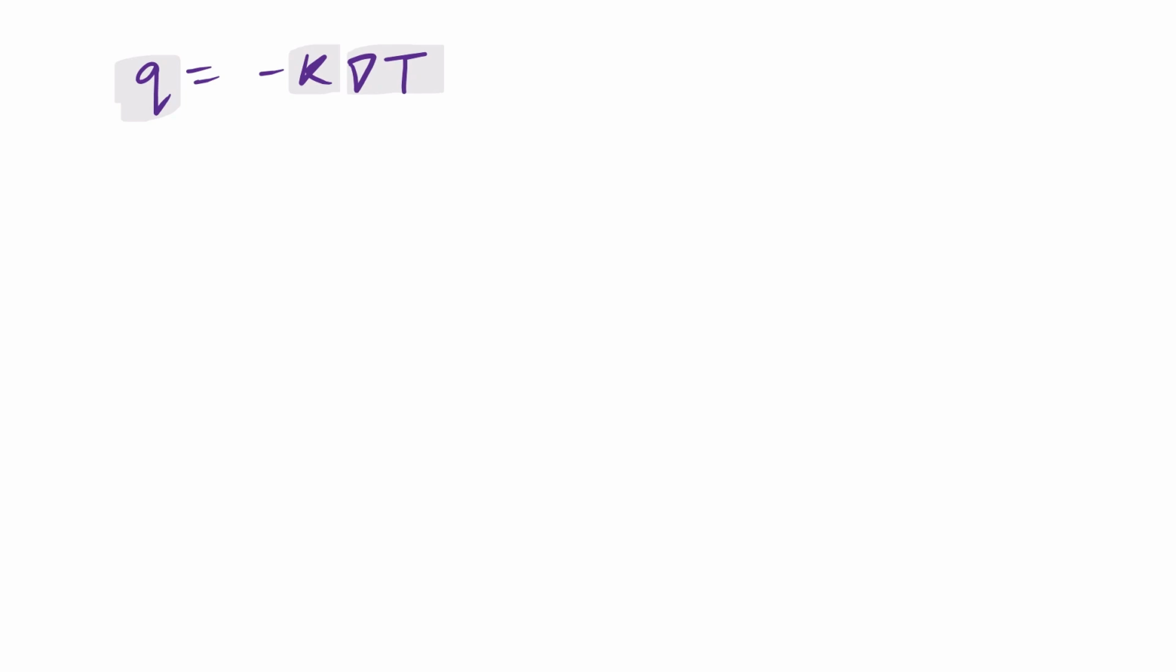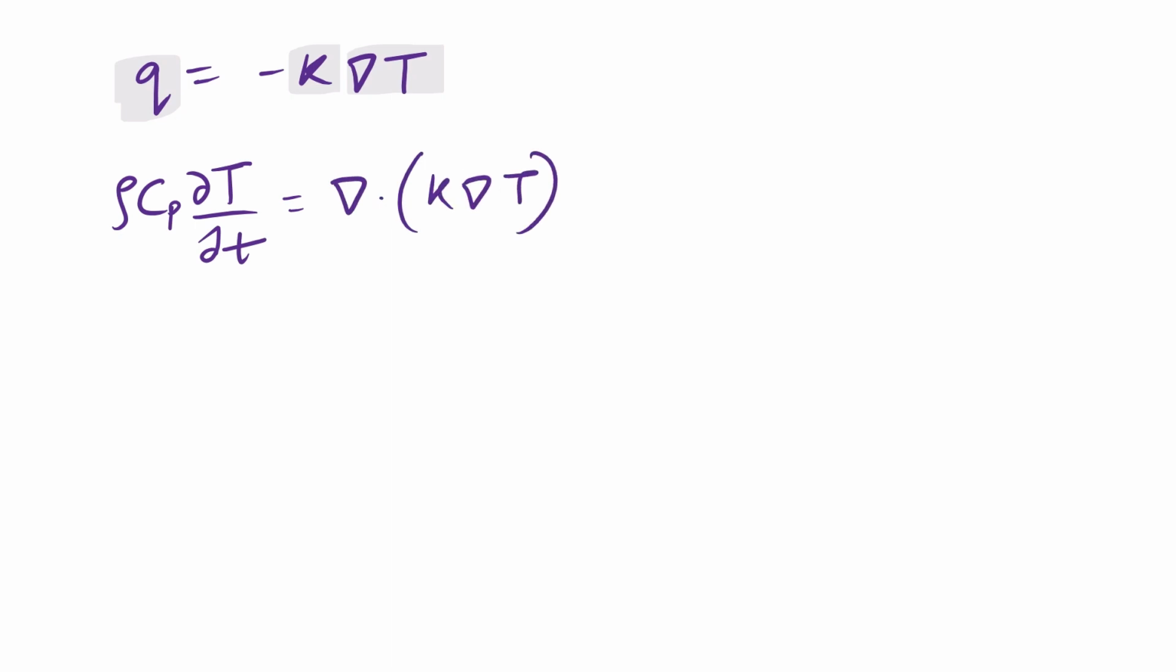Now let's say for a volume element, the rate of change of internal energy due to heat conduction is given by rho Cp del T by del t, where capital T is temperature and small t is time, is equal to del dot k del T. Here rho is the density, Cp is the specific heat, T is the temperature, and small t is the time.